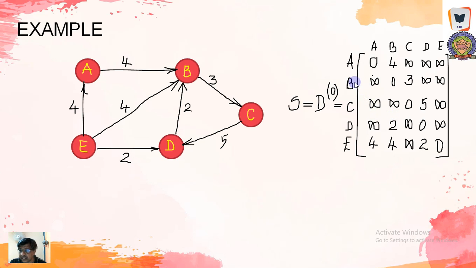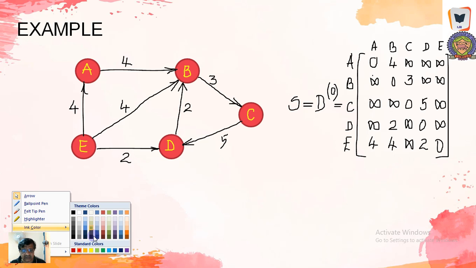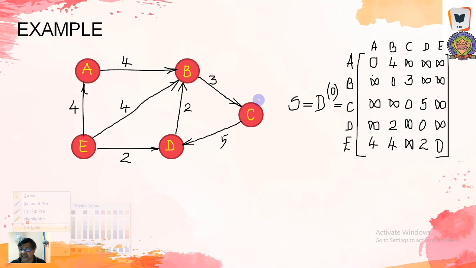Sorry, and B, everything is recorded here. And like Warshall's algorithm, first of all we will select the first row and first column. This row is selected, so this is the kth row, and the kth column.